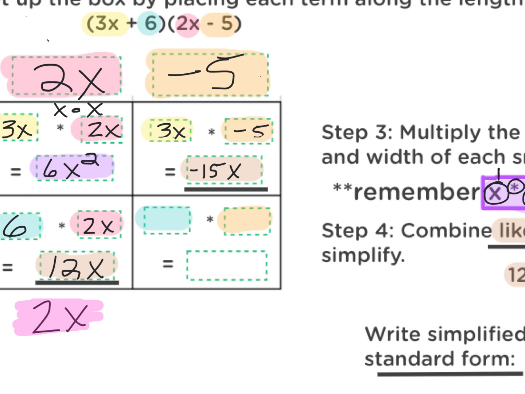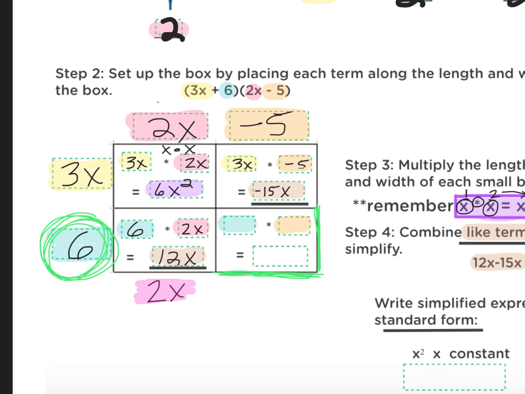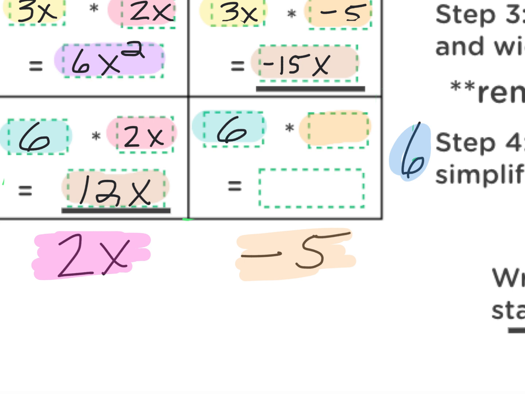Then for the bottom right-hand side of the box, we don't see terms over on the length or the width, but we can see that on this side of the box we have a 6. So again, because it's a rectangle, if this side here is 6, that means that this side is 6 as well. And if the top of the box is -5, that means that the bottom of the box is also going to be -5. So that means here we'll multiply 6 times -5. 6 times -5 is -30.